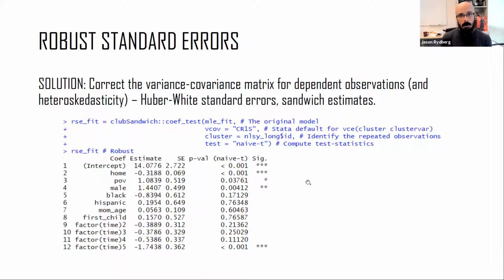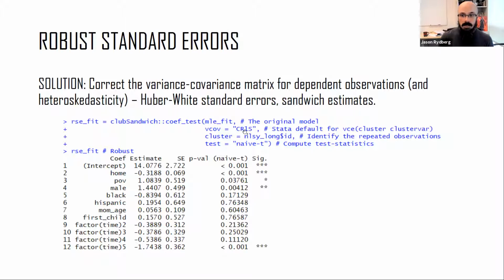In R, this can be estimated with the clubSandwich package. clubSandwich has a coef_test function where we feed it the original model and ask what robust variance covariance matrix we want to use. There are a lot of these. Stata is very well known for how easy it is to estimate different robust variance covariance matrices using, for instance, comma vce robust, which you might be familiar with.